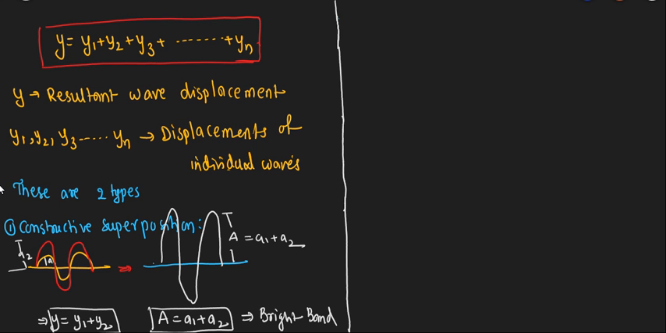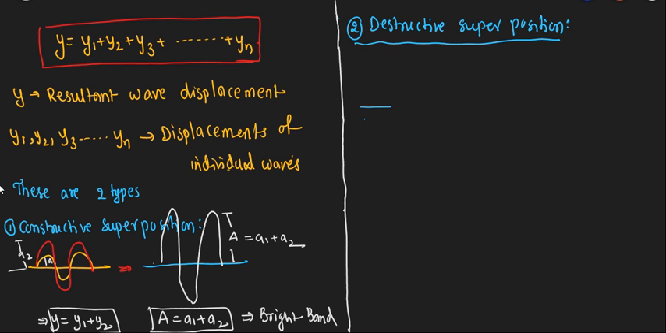The second type of superposition is the destructive superposition. Which is said to be destructive superposition? Destructive superposition means that the crest of one light wave falls on the trough of another light wave. It will be like this.